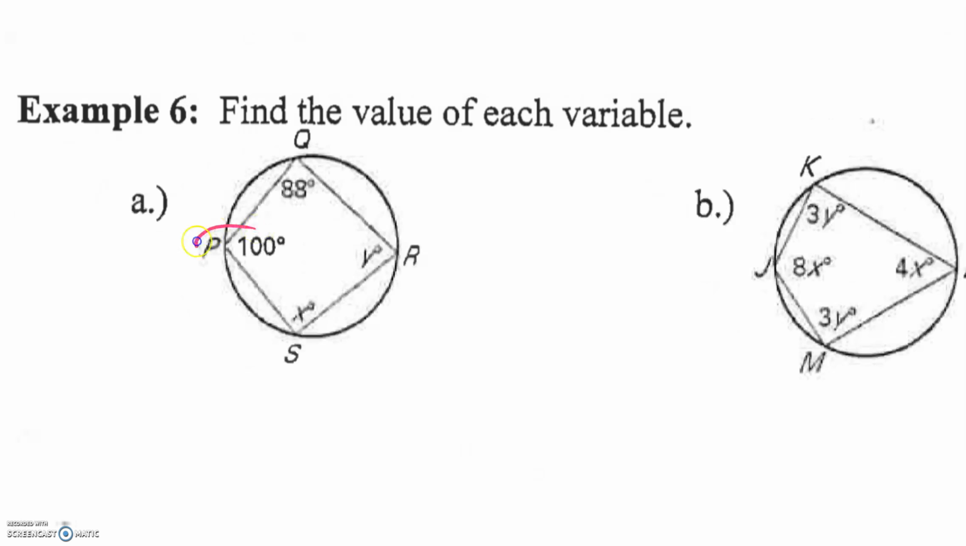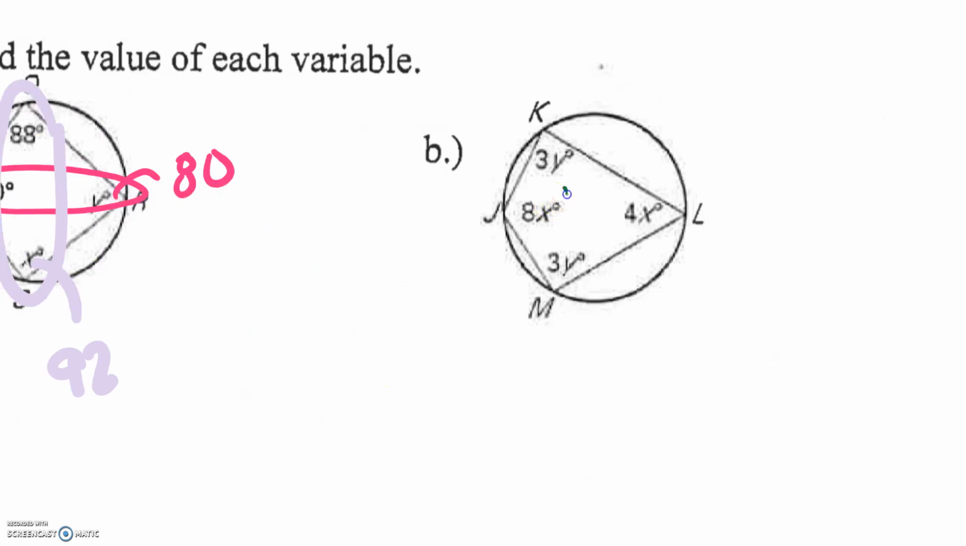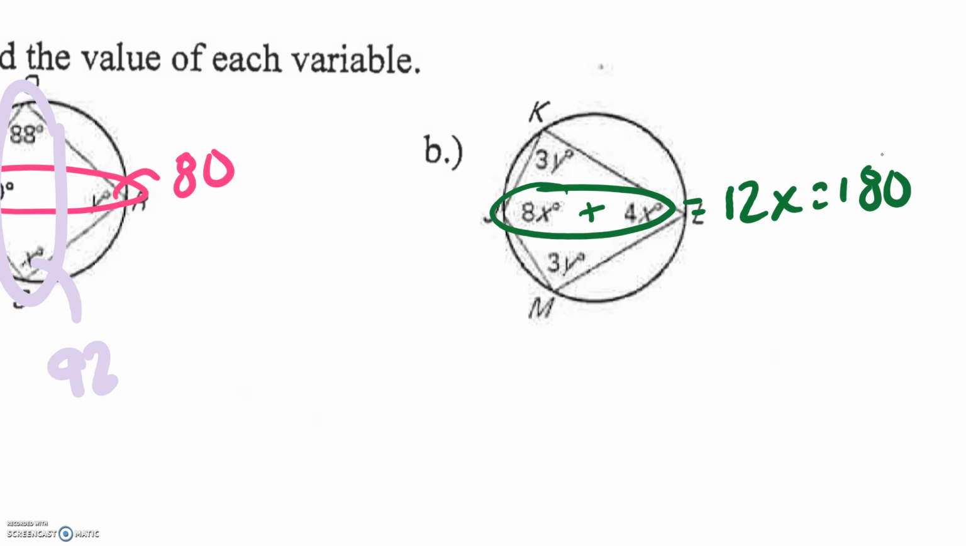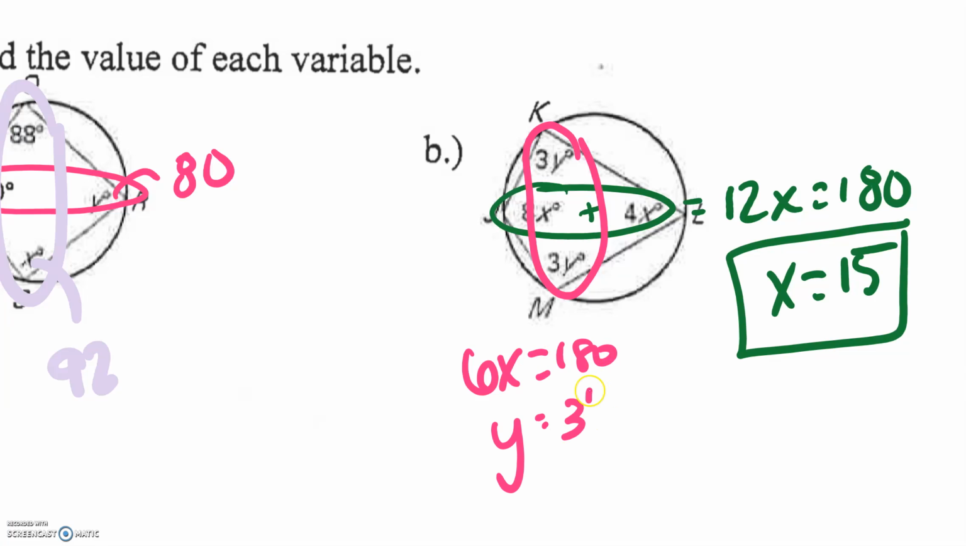So for example, these two make 180, so y is 80. These two have to make 180, so x is 92. Again, these two make 180, so 8x plus 4x is 12x. 12 times what is 180? And then same thing, 3y and 3y is 180, so 6y is 180. So y has to equal 30.